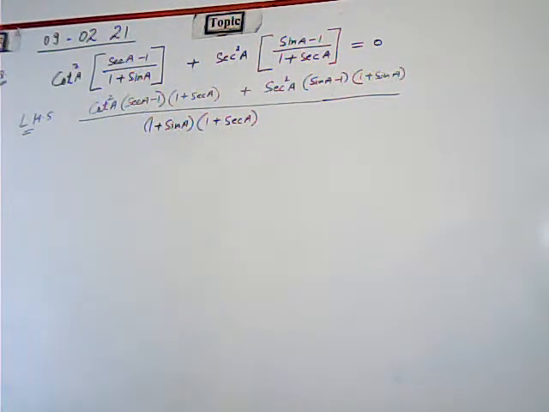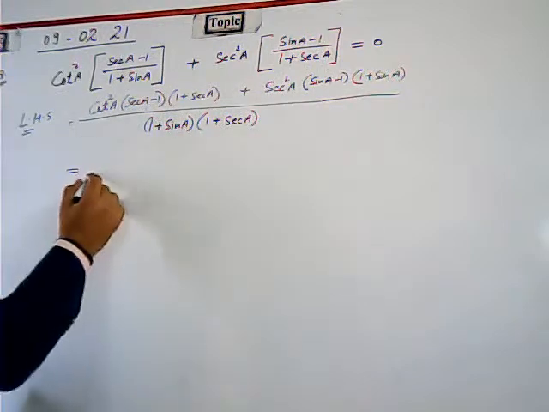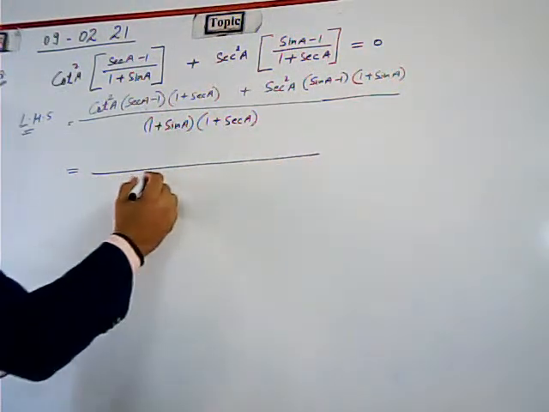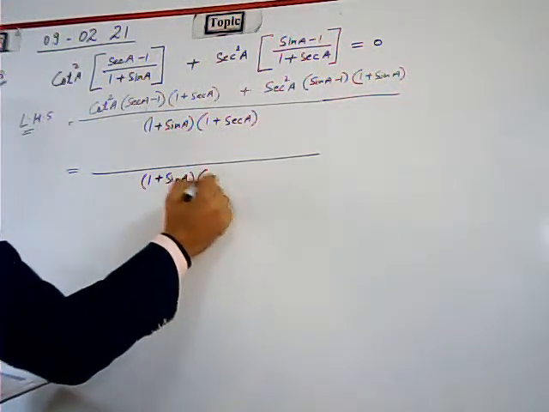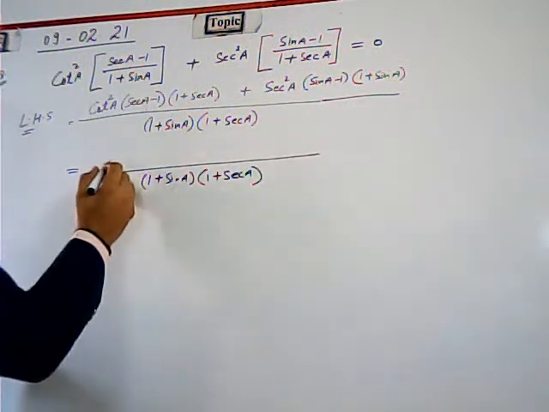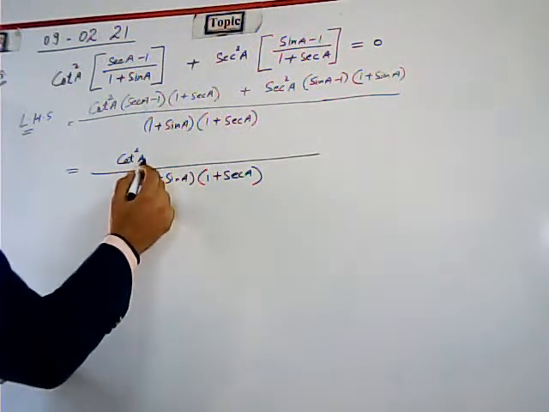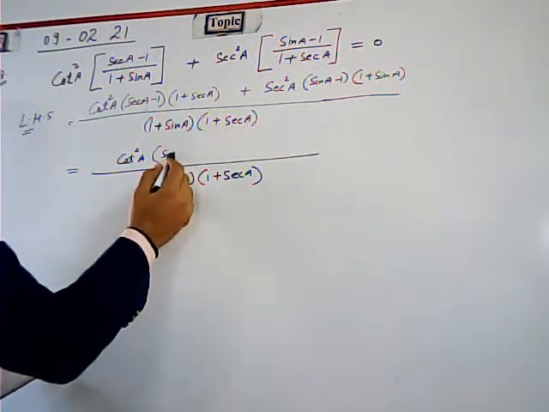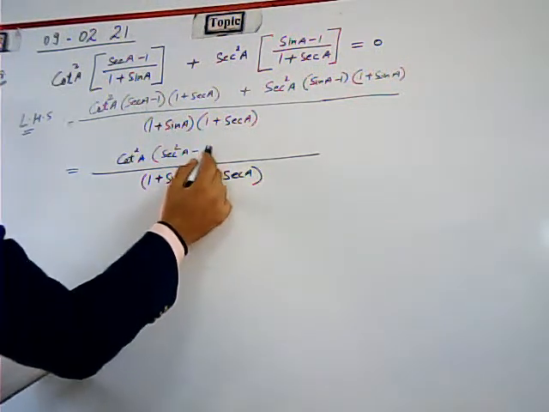So we will apply the identity here, a plus b, a minus b, right? So here what we have, denominator is same, 1 plus sine of A into 1 plus secant of A, right? And here we have cotangent square A, and here we have secant square A minus 1.